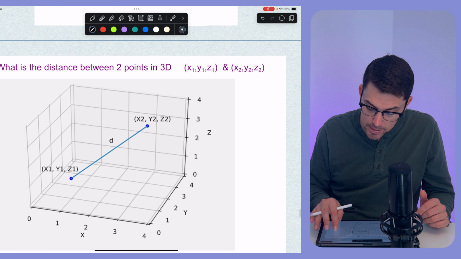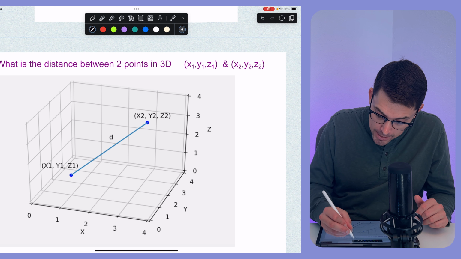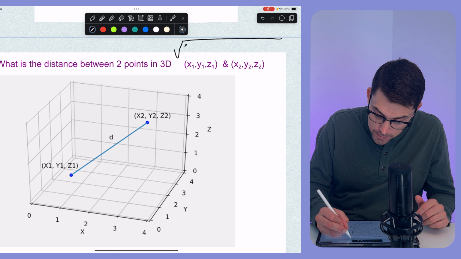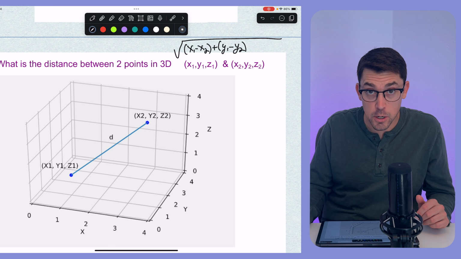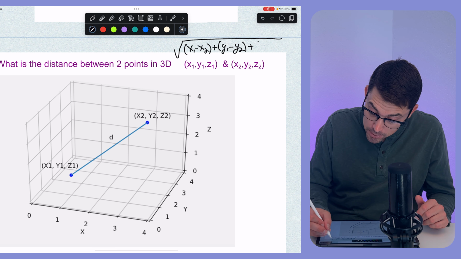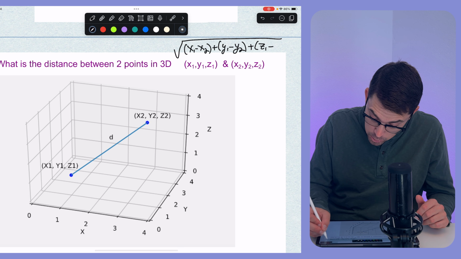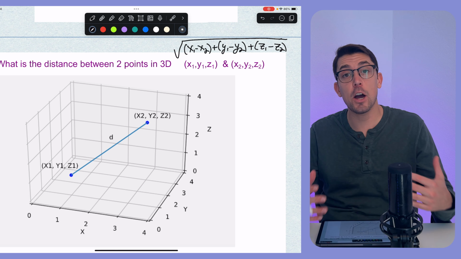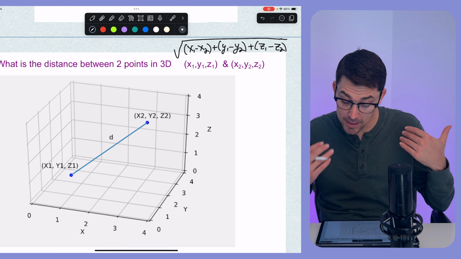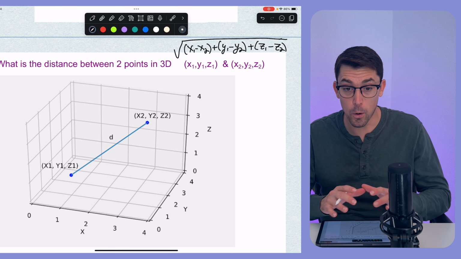So when I am thinking of my distance in 3 dimensions, I need to take the square root of the difference in my x's plus the difference in my y's. And then that was in 2D. And now in 3D, all I have to do is take into consideration that extra coordinate on the z-axis. Okay, and that's how you find the distance in 3 dimensions.